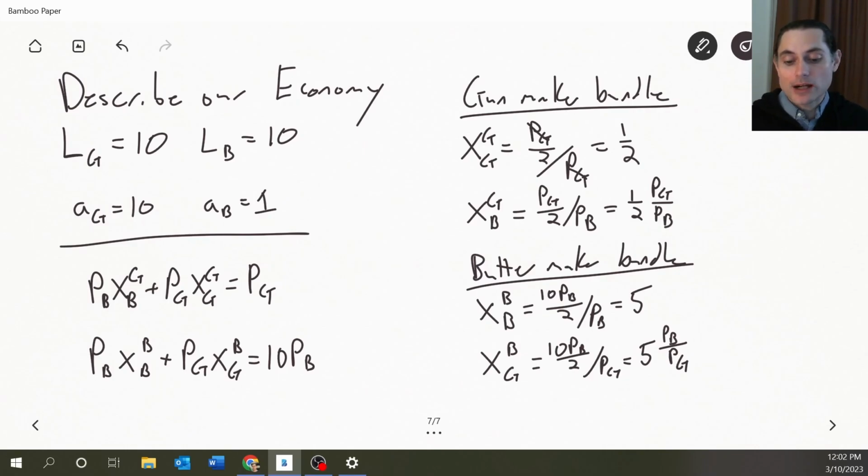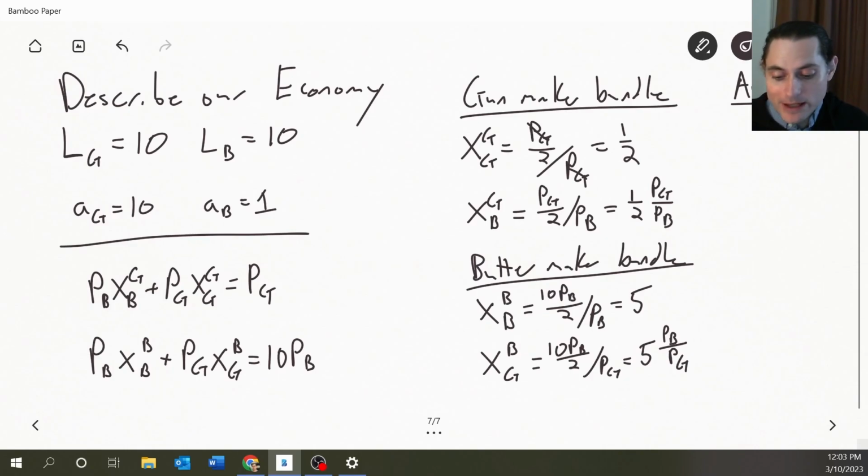Okay. So now let's talk about autarky. If we're in autarky, I'll just write that here, autarky. So there's no trade. We know that the number of guns has to equal 1, right? We've got 10 units of labor, and it takes 10 units of labor to make 1 gun. We're going to make 1 gun. 1/2 is being purchased by the gun makers. It means that the other 1/2 has to be purchased by the butter maker. Okay, so 5 times PB divided by PG has to equal 1/2.